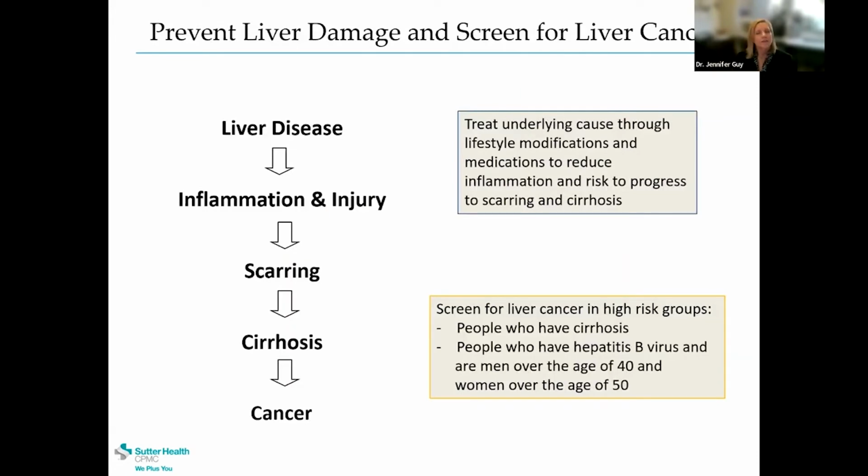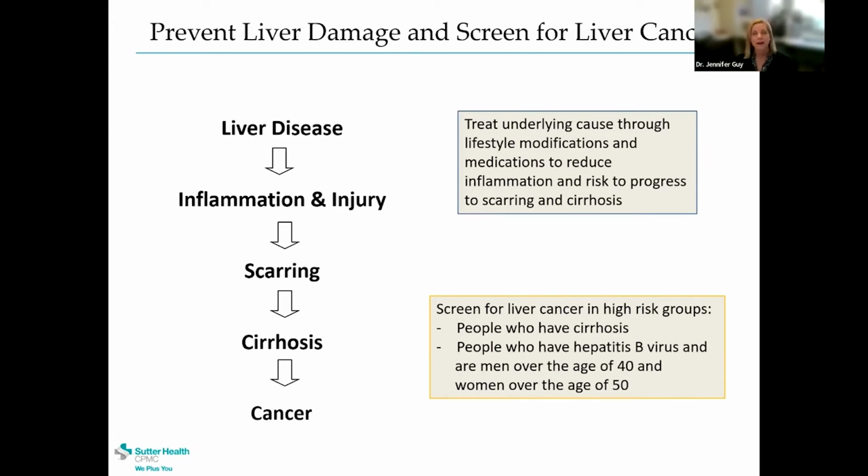So just summarizing where we've been in these last several minutes, we want to prevent liver damage. But if we have any type of liver damage, we want to think about, am I the right person to be screening for liver cancer? So the first box is just talking about, let's treat the underlying causes of liver disease through medications and lifestyle modifications. And then the second box is talking about, okay, let's say you have cirrhosis of the liver. You should be screened for liver cancer.